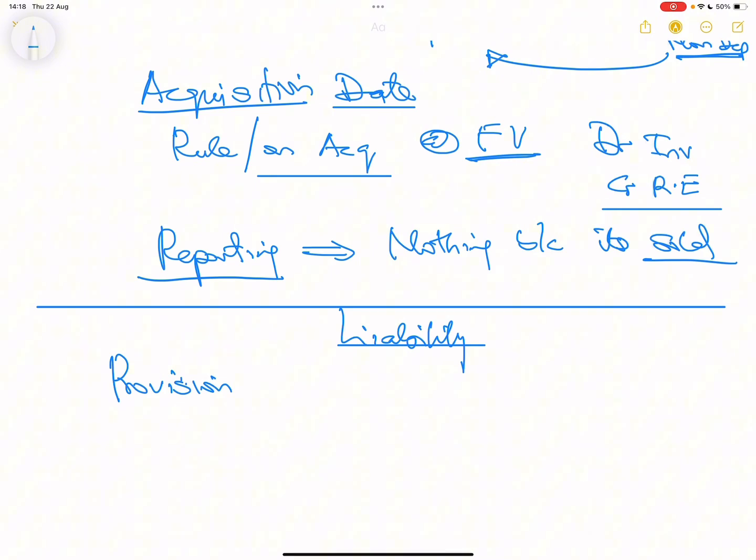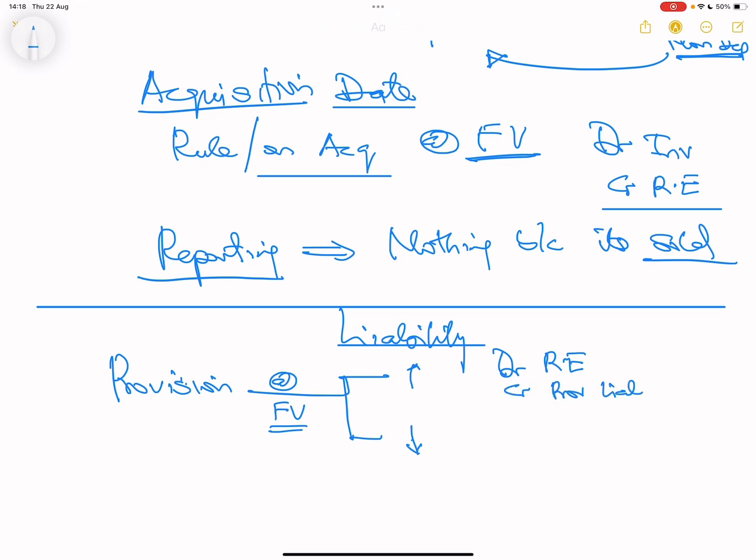What you need to just check is, what is the question saying? Remember, it's still going to be at fair value anyway because it's on acquisition date. But the fair value can be higher and can be lower. If it is higher, it means that there is more provision, which means more loss. So we're going to be debiting retained earnings on acquisition and crediting provision liability.